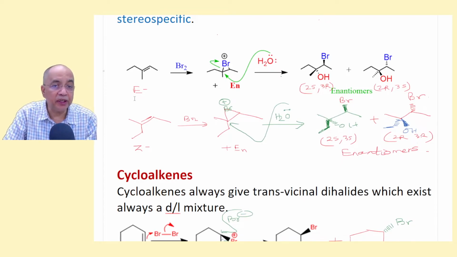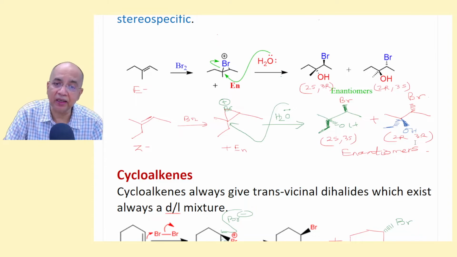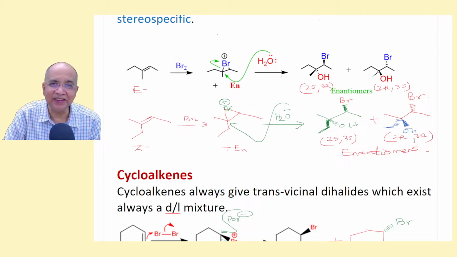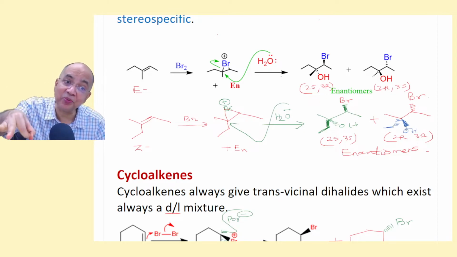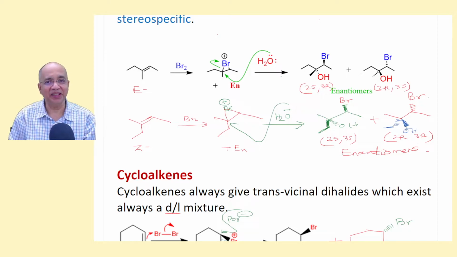Similarly, if you take Z instead of E, you get the other one. This is 2S3R, 2R3S, and this is 2S3S, 2R3R, right? So you get the other diastereoisomeric pair. This is very interesting, that it is not only regiospecific but also stereospecific. That's the beauty.